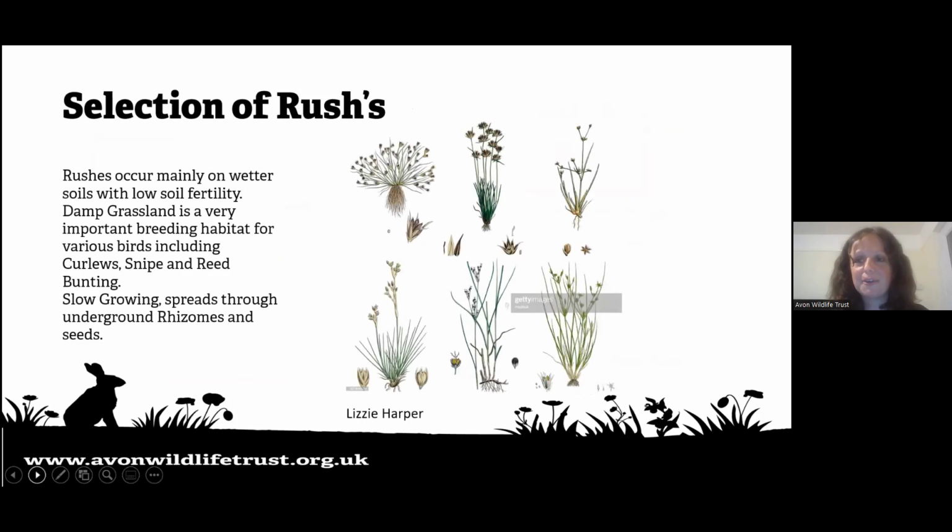So here we go on to rushes. They occur mainly on wet soils with low soil fertility. Damp grassland is very important for breeding habitats, for example, curlews, snipe, reed bunting and dunlin. And they're slow growing and they spread through underground rhizomes.